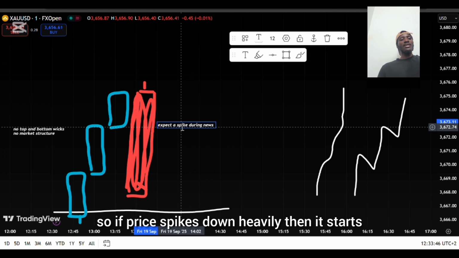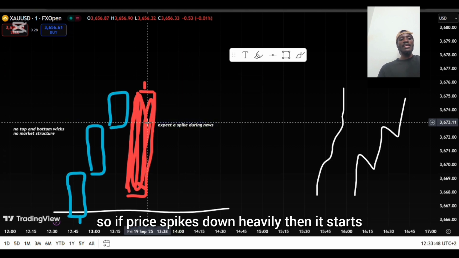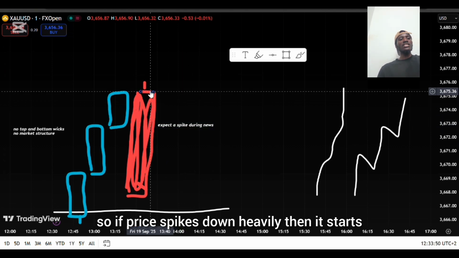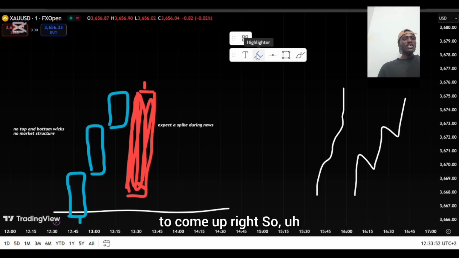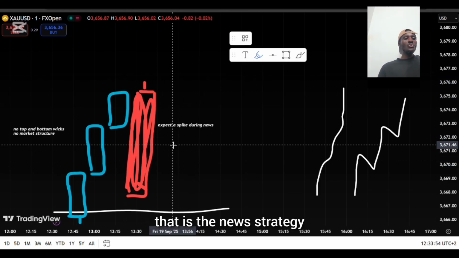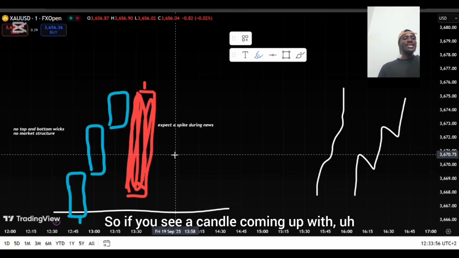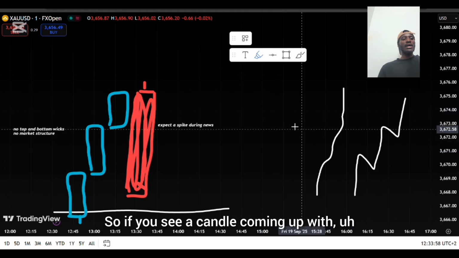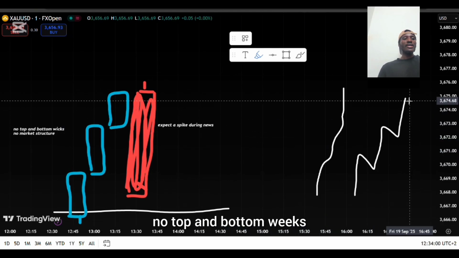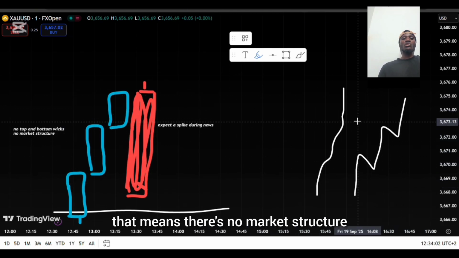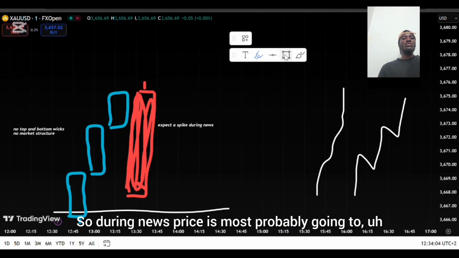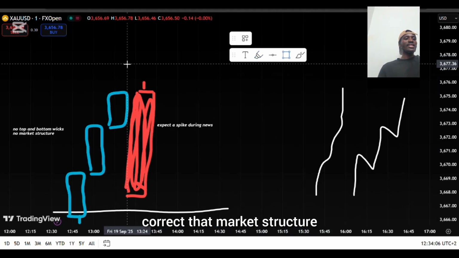So if price spikes down heavily, then it starts to come up, right? So that is the news strategy. If you see a candle coming up with no top and bottom wicks, that means there's no market structure. So during news, price is most probably going to correct that market structure.